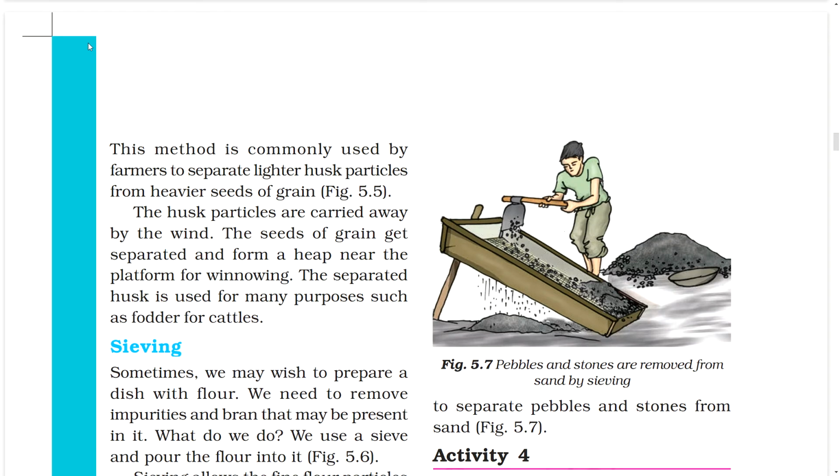This method is commonly used by farmers to separate lighter husk particles from heavier seeds of grains. The husk particles are carried away by the wind. The seeds of grain get separated and form a heap near the platform for winnowing. The separated husk is used for many purposes such as fodder for cattle.